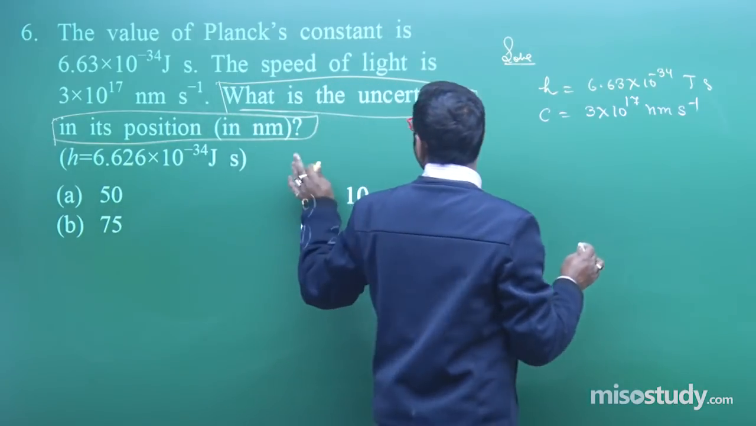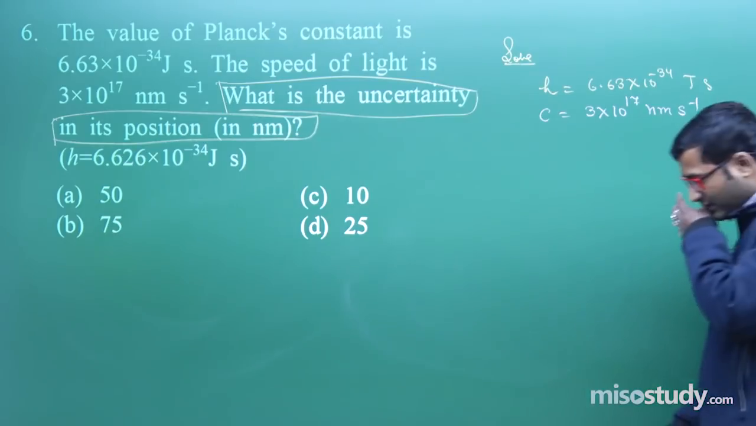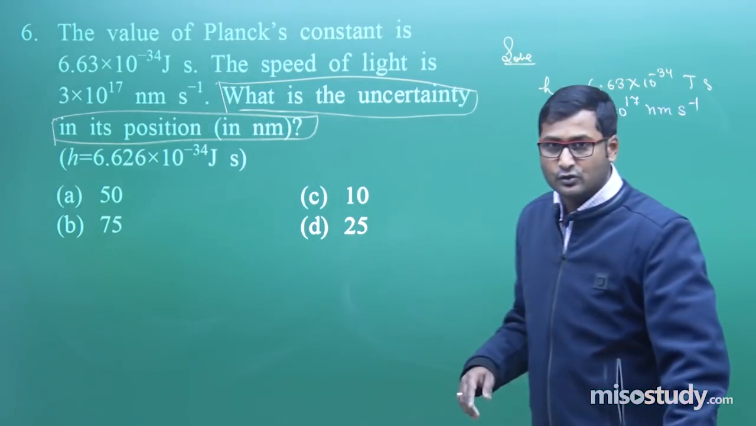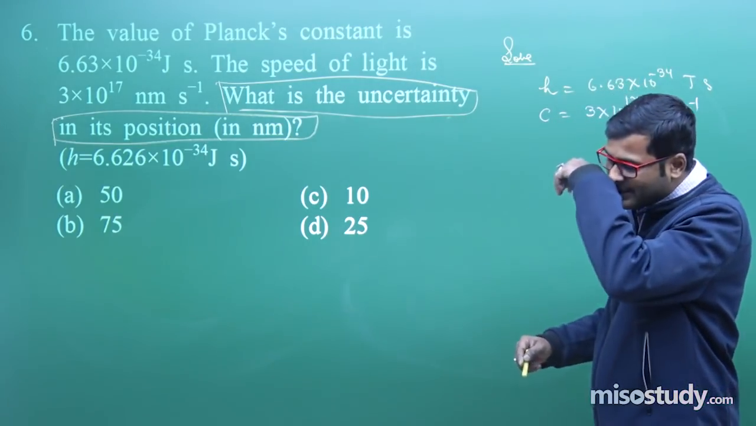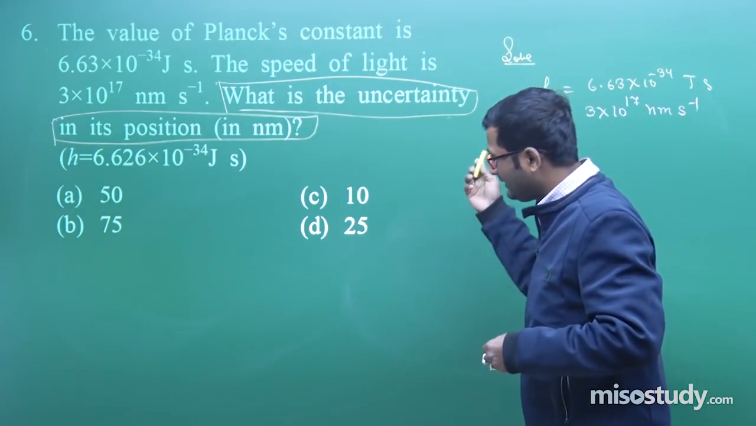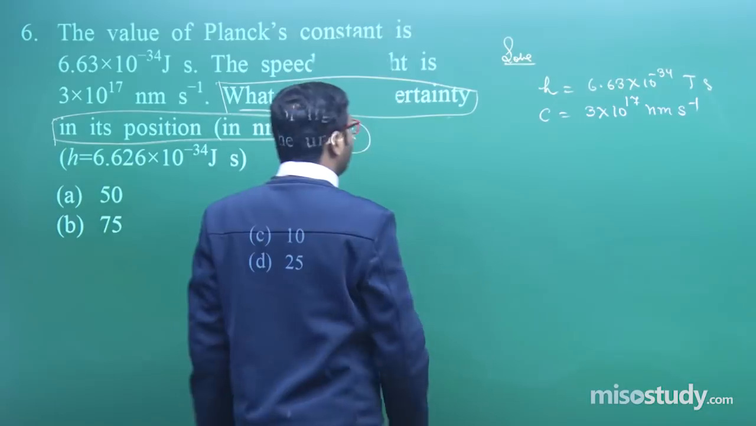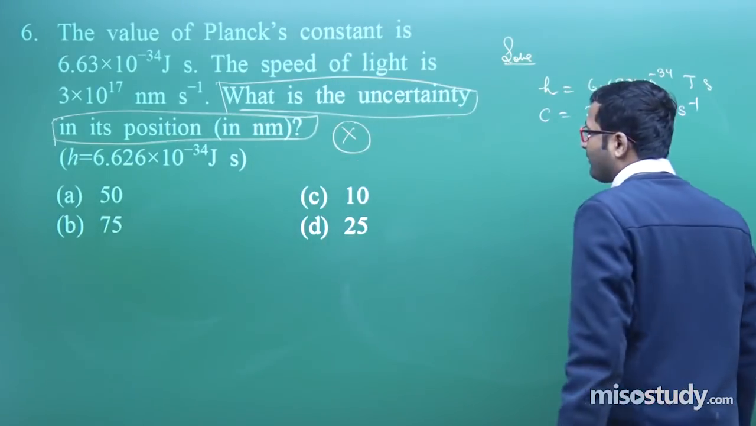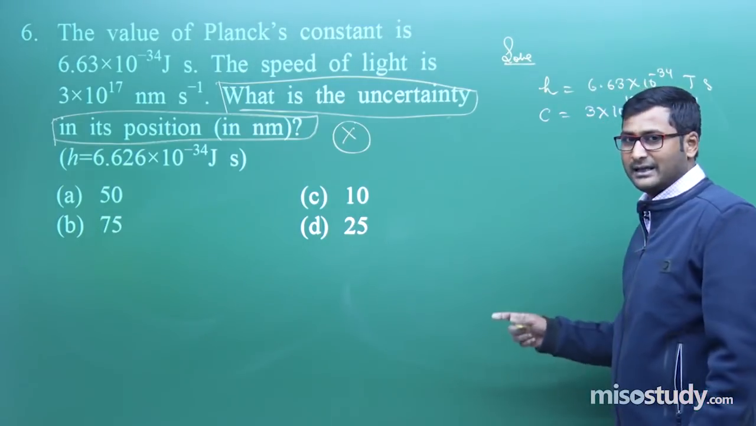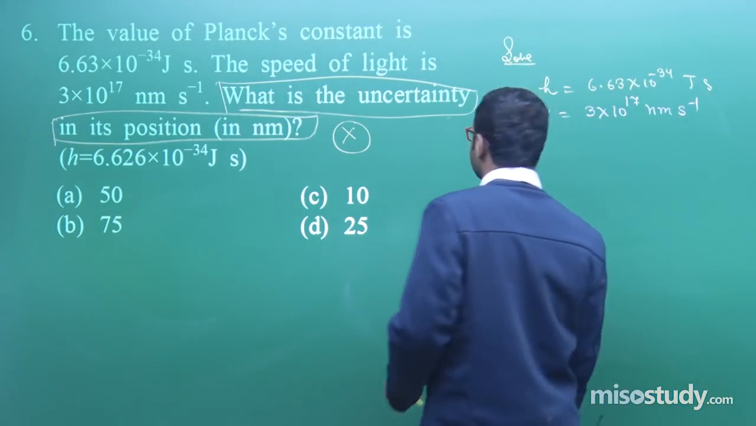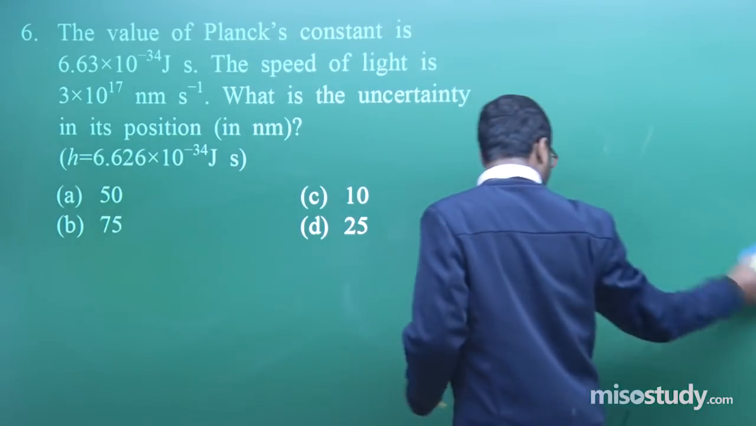Wait for a moment, let me check the question once. Sorry friends, there is a mistake in this question, so I am skipping it. The question asks for the uncertainty in position, but that is not the actual question. The actual question is to find the wavelength closest to a frequency. This question is not completely correct, so leave it and let's move to the next question.